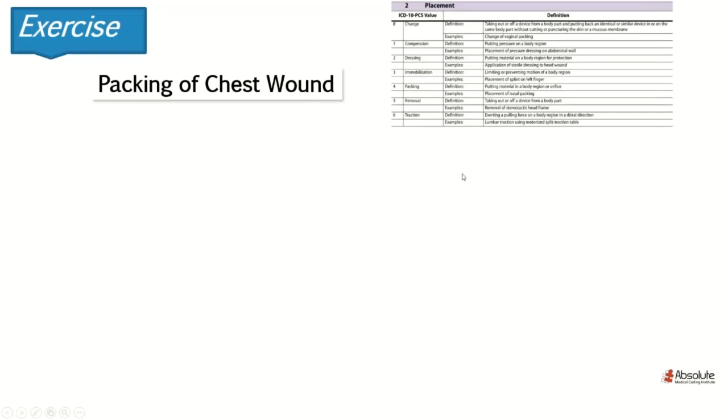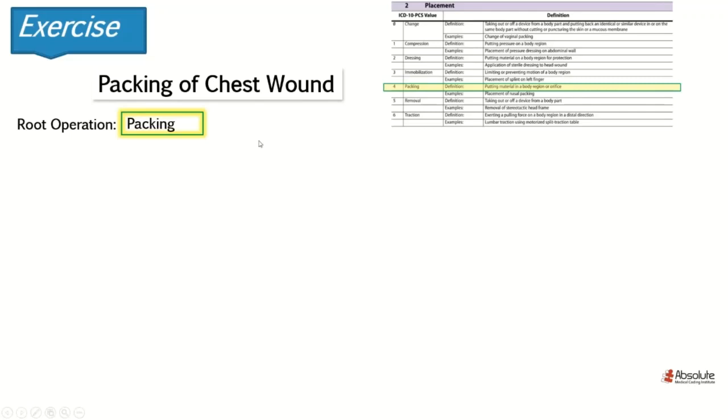Packing of chest wound. Now this is a little different, coders. You know how we use those 31 root operations? Well, for the medical surgical section, I'm pointing out your root operations. So I've just shown you what the root operations are for placement. So you have to select one of these root operations to code for packing of a chest wound. If you look at this image on the upper right, of the 7 root operations, which will you choose? If you said packing, outstanding. Packing will be your root operation.